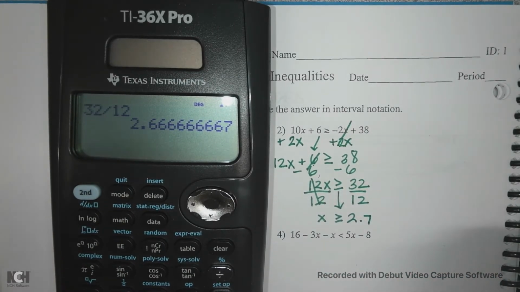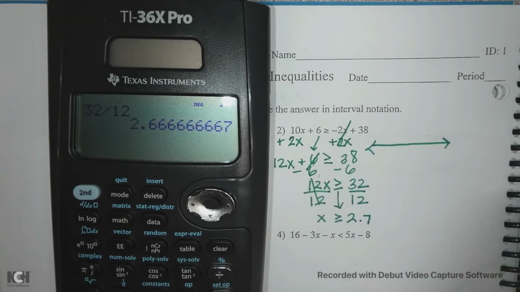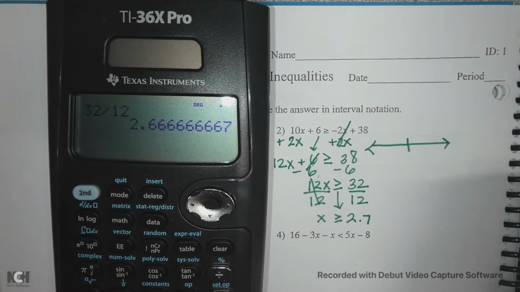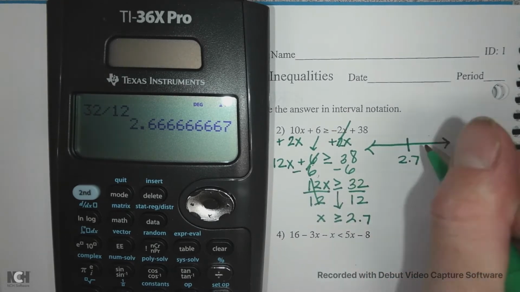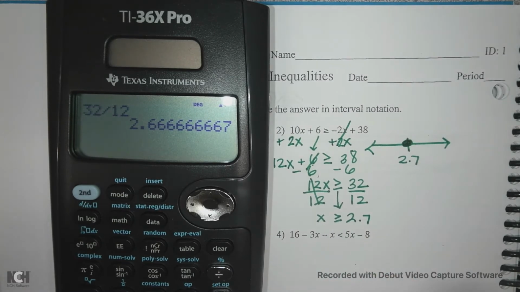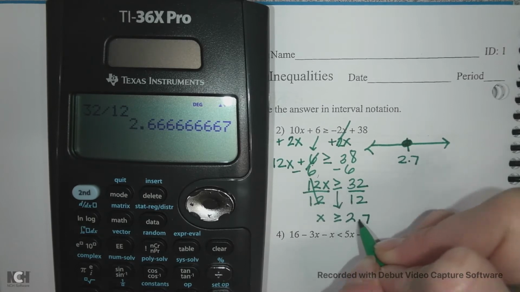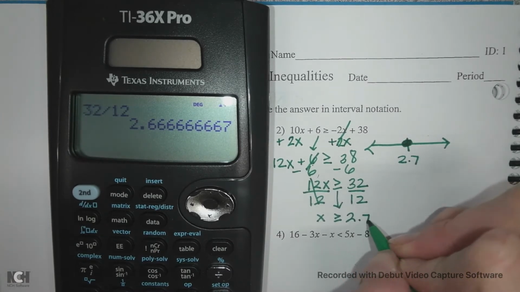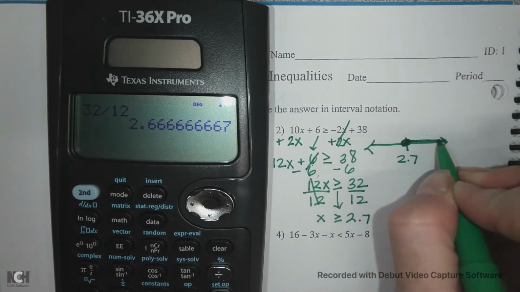All right, so we are going to graph this. We're going to put our most important number in the middle, so that will be 2.7, and it's a closed dot because I have the equal to sign underneath it. And then my alligator is not eating my number, so that means that my number is not the biggest, it's the smallest. So I want to shade all of the biggers this way.